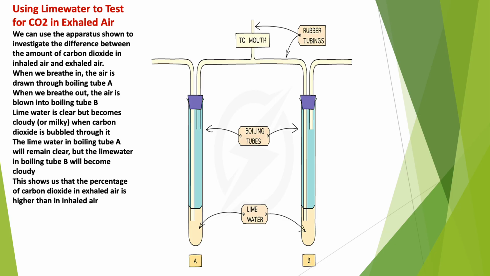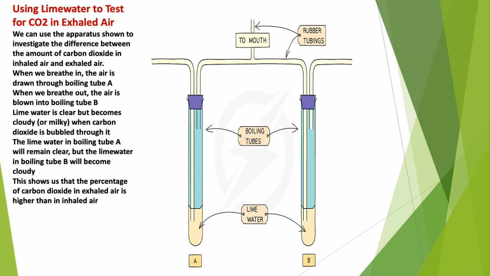To test whether the exhaled air has carbon dioxide gas, we can make use of the apparatus shown in the diagram. When we breathe in, the air is drawn through the boiling tube A, and when we breathe out, the air is blown into the boiling tube B.